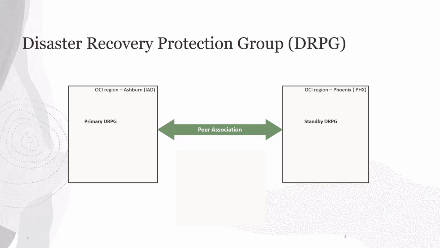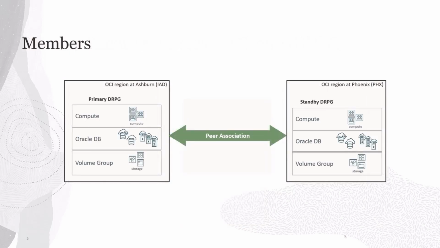DRPGs are defined in pairs in a peer relationship. One DRPG will have the primary role and the other will have the standby role. Within the DRPG, you will have the members. The members are the OCI components that are part of your stack.